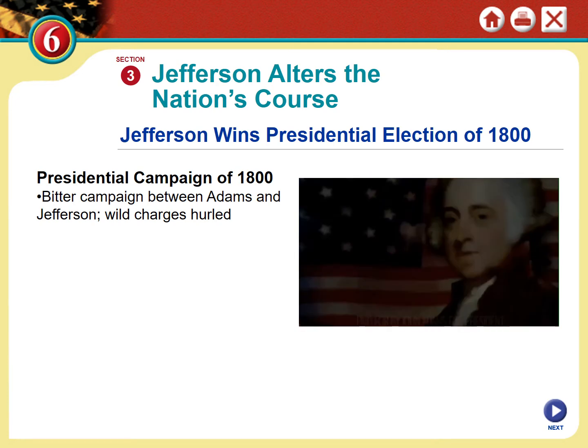Those were real campaign posters, newspaper publications, etc. So you think our campaign is nasty. That was the election of 1800. And this was between John Adams and Thomas Jefferson. Now you have to remember that John Adams was our second president. So this is the incumbent running for re-election. And this is the president running against the vice president. Do you remember that part?